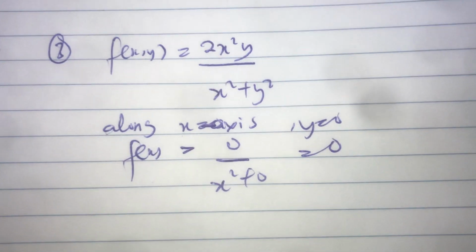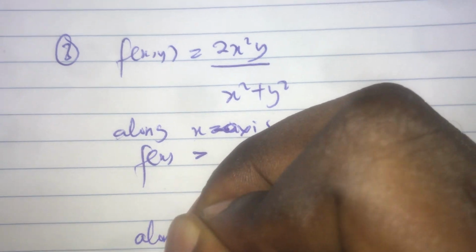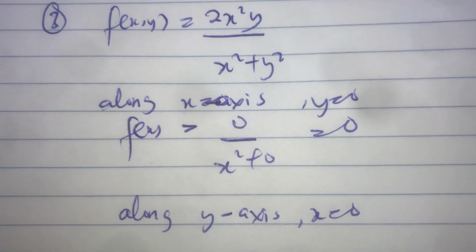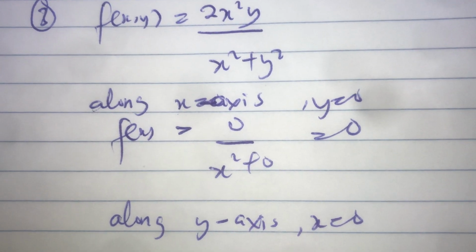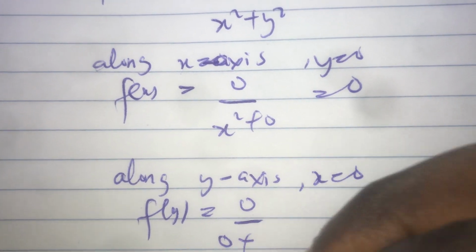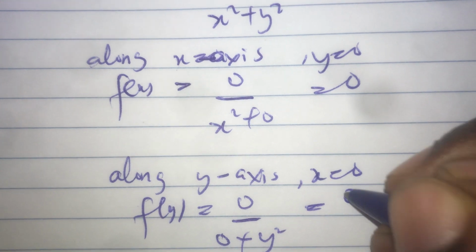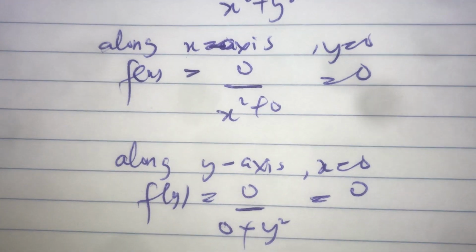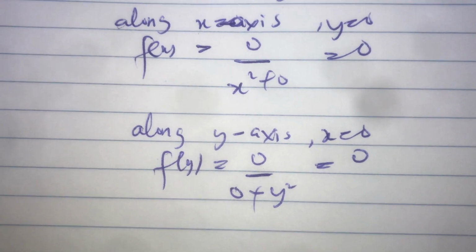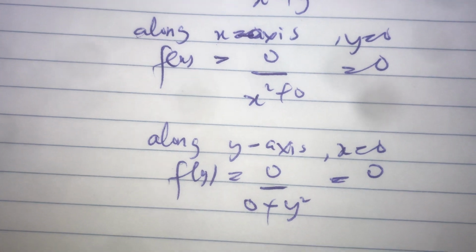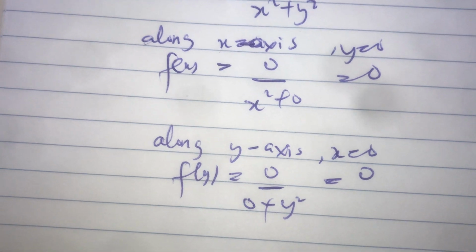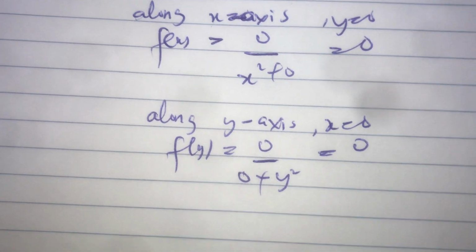Now let's move to our second pathway. We have along the y-axis, which is x equal to 0. If x is equal to 0, we'll be left with 0 over y squared, which is 0. So here, with our first pathway and second pathway, we can see that for both pathways, the limit is 0. But like I said, for limit in 2D, we can't just use two pathways. So we have to confirm the limit with a third pathway.